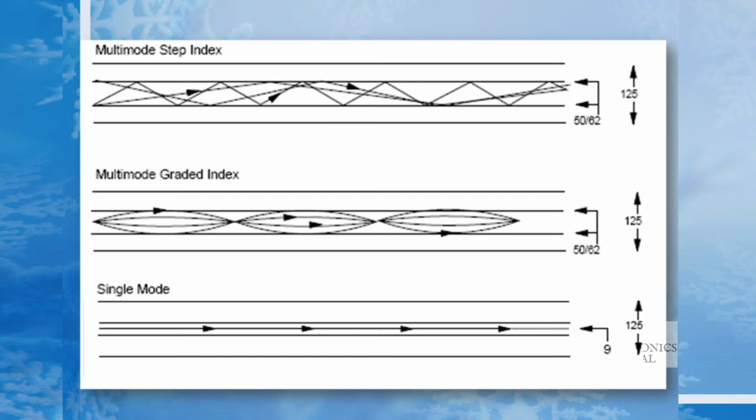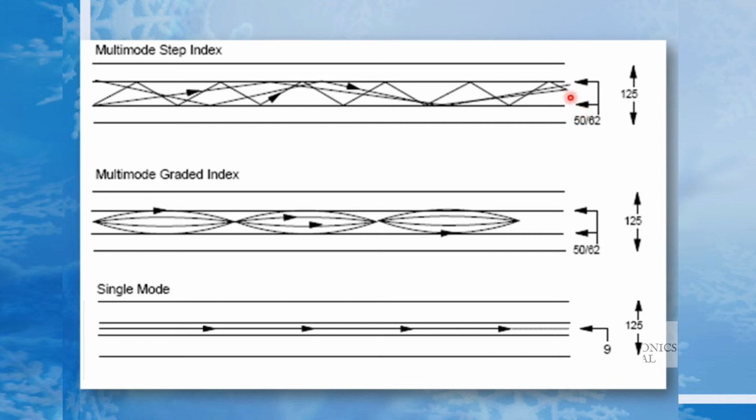Let's try to compare these three types of fibers. The dimensions of the fibers are specified here. The cladding diameter of a multimode step index fiber is 125 microns or micrometers. For a multimode graded index fiber also, the cladding diameter is the same. It is the same for the single mode fiber also.